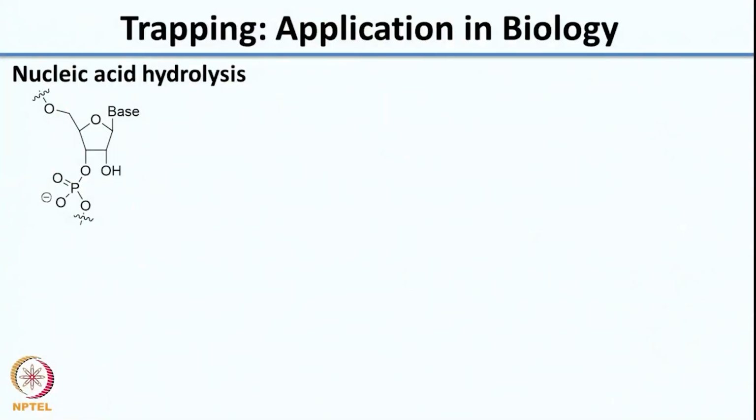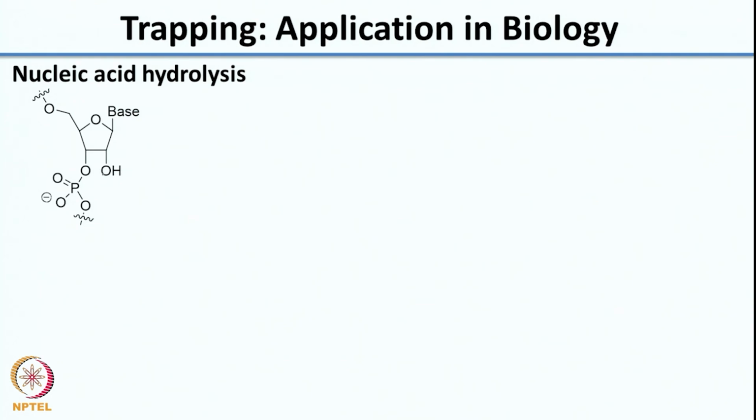Now we will look at an application in biology. As usual, we were looking for all experiments how one can use these simple principles to even understand biology. So let us see how we can use this concept of trapping in biology. Shown here is the structure of a polynucleic acid. It is a repeating unit and this is a polymer. I have just shown you one monomeric unit of the polymer. So this is an RNA structure.